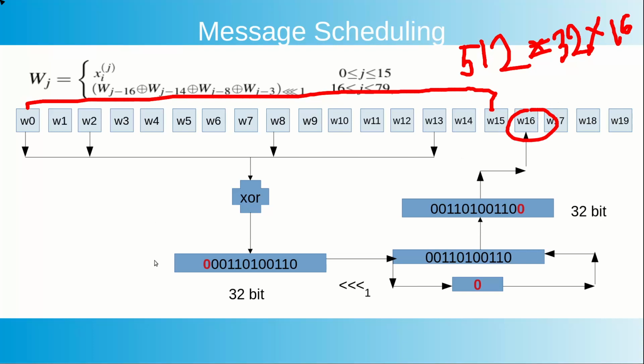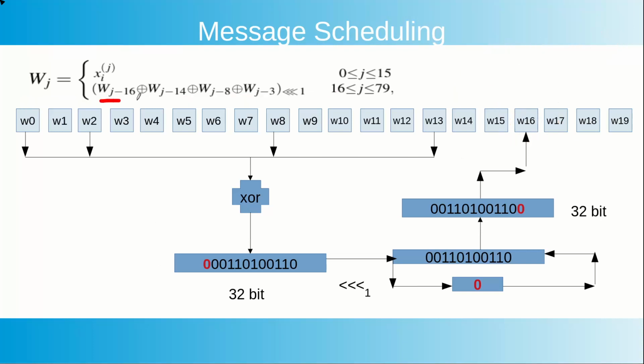This is the formula for generating all the others. Suppose whenever j equals 16, I need to compute W16. So put j equal to 16: 16 minus 16 gives W0, 16 minus 14 gives W2, then W8 and W13. So we will take these 4 words and we will take the XOR of them.